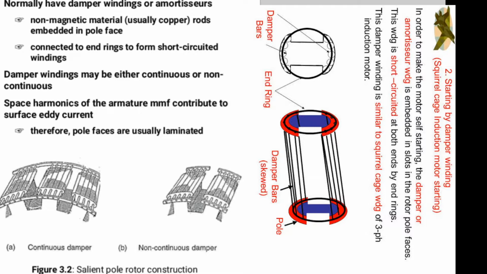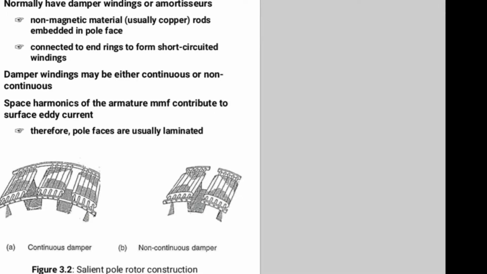Damper windings may be either continuous or non-continuous. Space harmonics of the armature MMF contribute to surface eddy current. Therefore, pole faces are usually laminated. Here are the continuous and non-continuous dampers. Continuous is mainly used for small alternators and non-continuous for large generators.